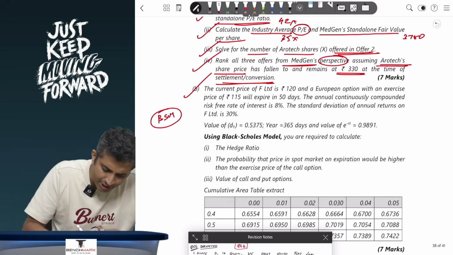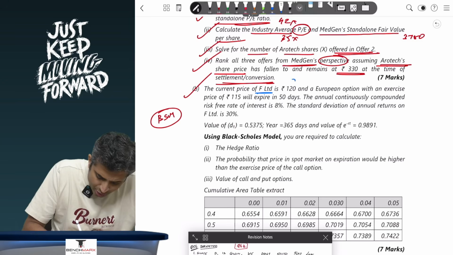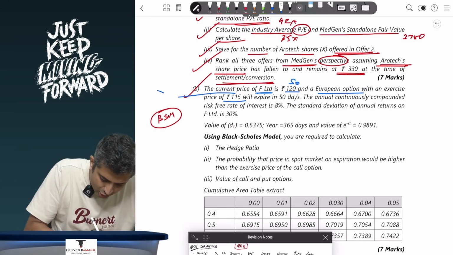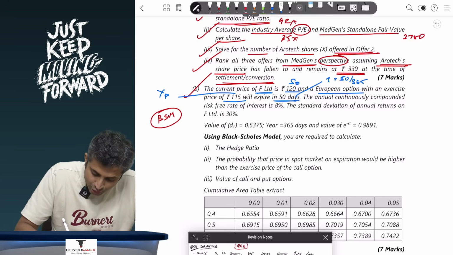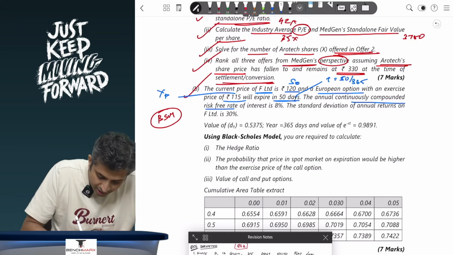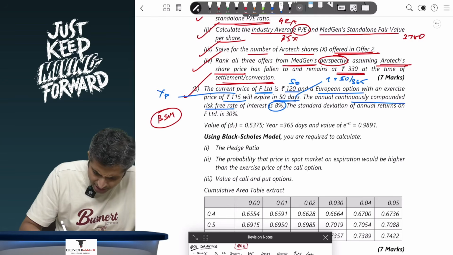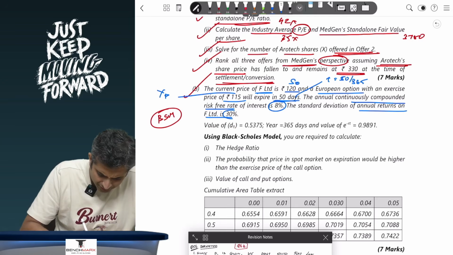So let us review this. The current price of F is 120, so that is S0, and a European option with an exercise price of 115. This is your XP, will expire in 50 days. So this is your T, which is equal to 50 divided by 365. You have to take this in years. The annual continuously compounded risk-free rate is 8%. The standard deviation of the annual returns of F is 30%.